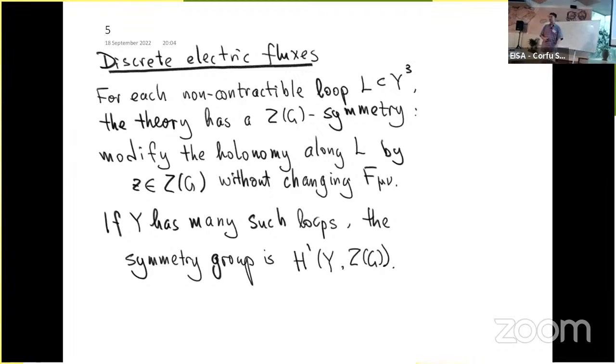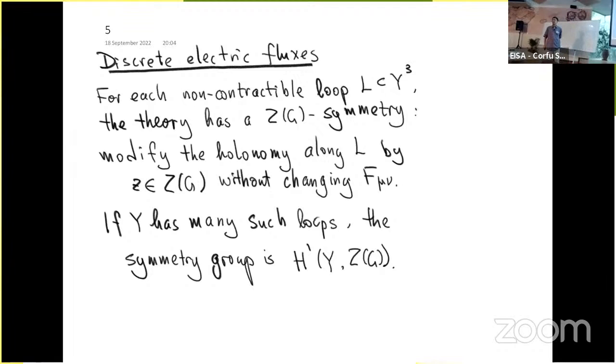And because this Z is a central element, it commutes with all other possible polynomials, and this can be done without changing the curvature, the field strength, in other words, of the gauge potential. So we know that the action is written down in terms of F mu nu, and therefore this preserves the action, and therefore it's a classical symmetry.